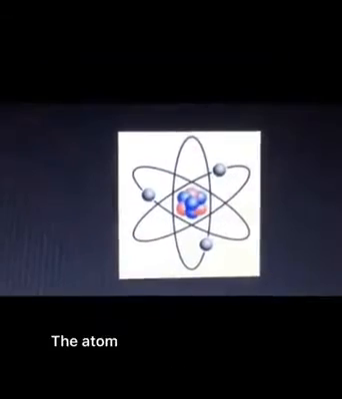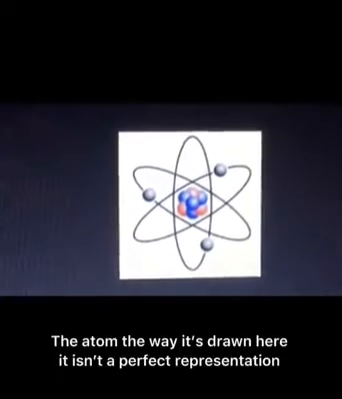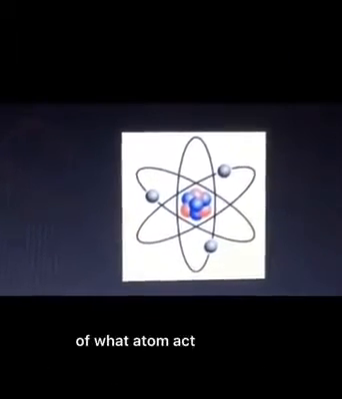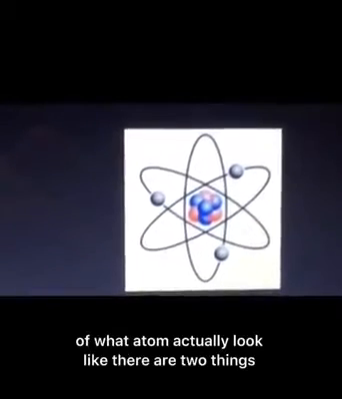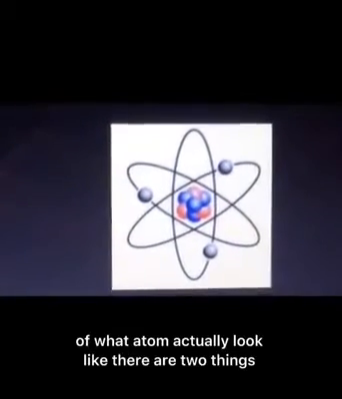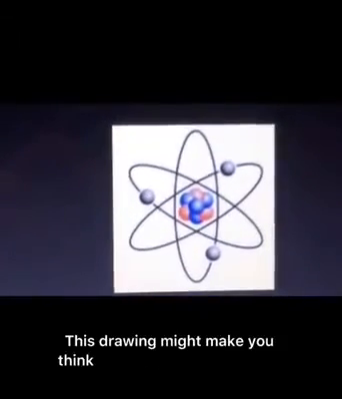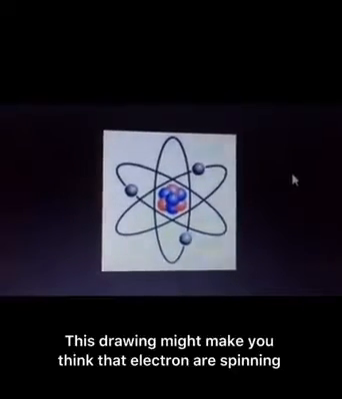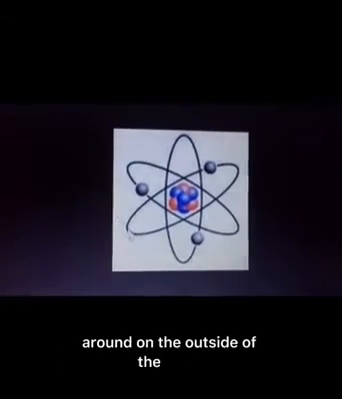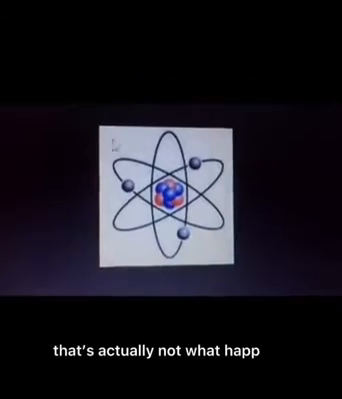The atom, the way it's drawn here, isn't a perfect representation of what an atom actually looks like. There are two things. First, the electrons and how they move. This drawing might make you think that electrons are spinning around the outside of the atom. That's actually not what happens. They're buzzing around all over the place.